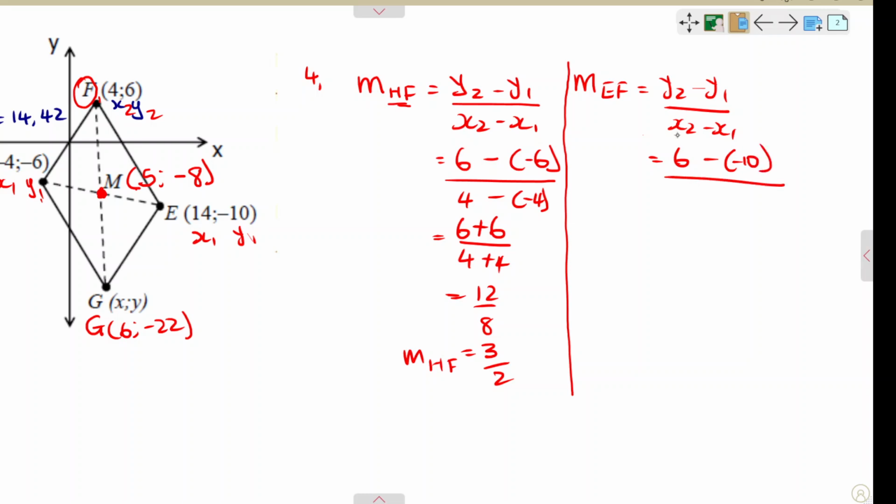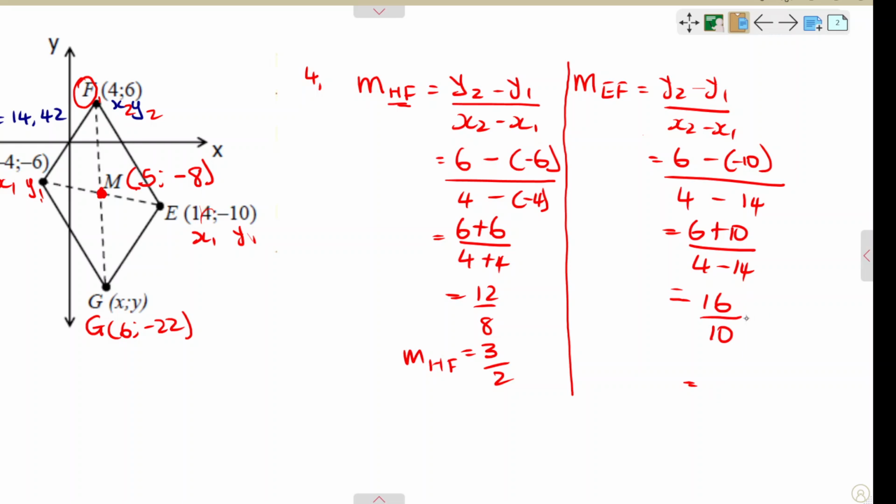You divide now by x2, which is the 4 for the F, minus now x1, which is 14 for the E. Then you say now 6 plus 10, because a negative times a negative is a positive, over 4 minus 14. So 6 plus 10, that's going to give you 16. 4 minus 14, that's going to give you a 10.